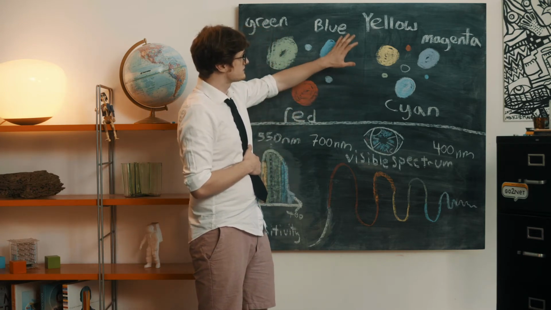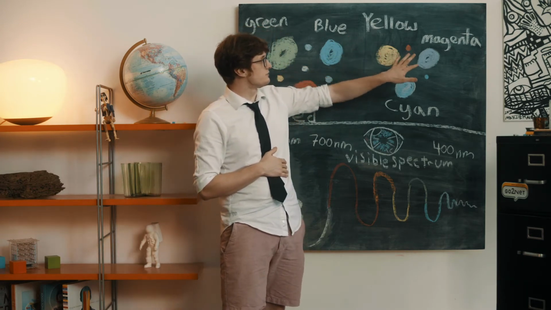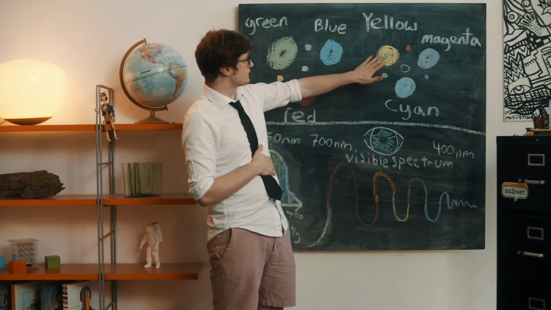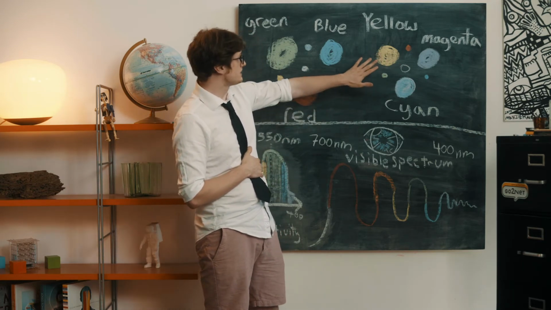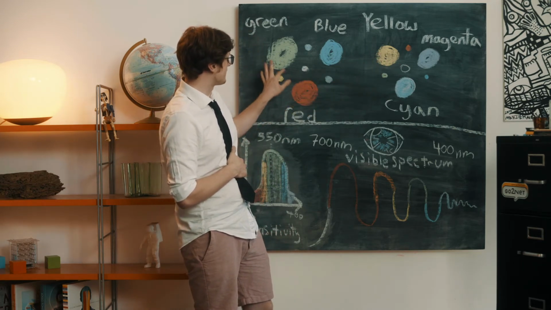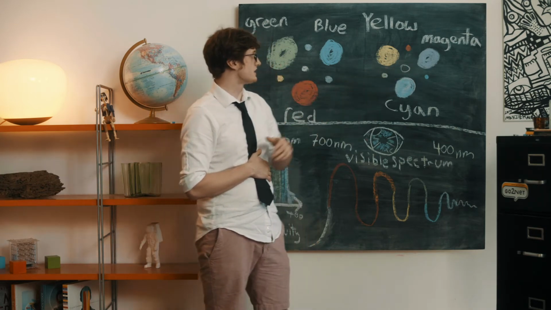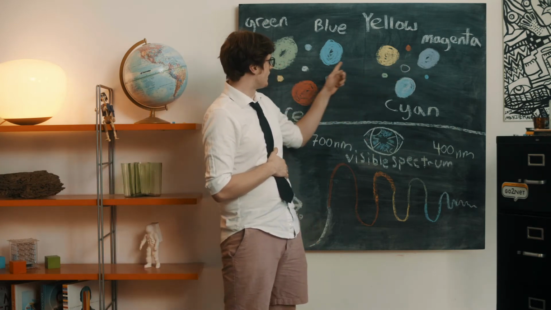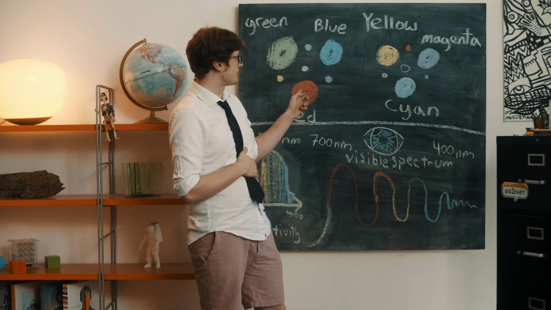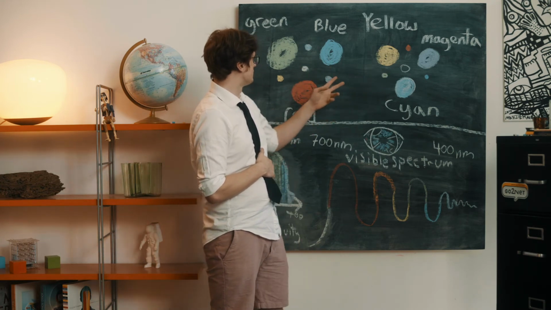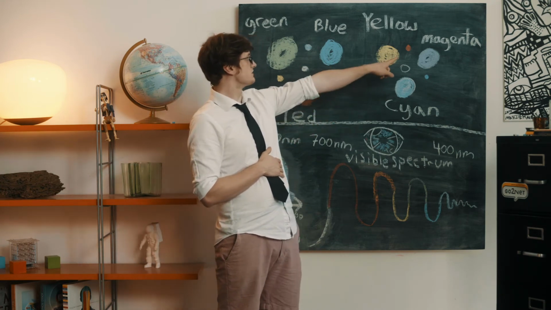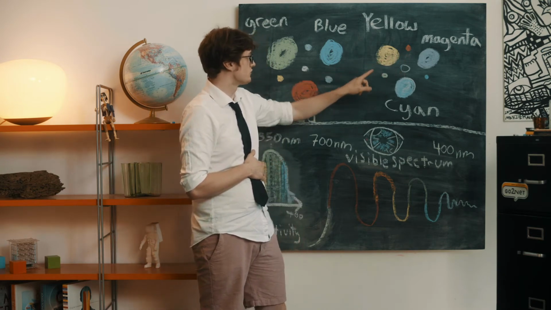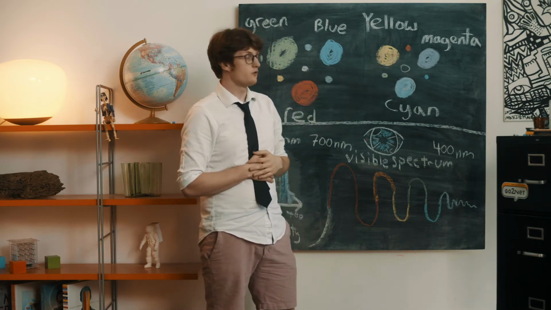So if I mix, say, the yellow and the magenta together, well, the yellow is actually only emitting the red and the green, and the magenta is emitting the blue and the red. So when I mix those two together, the one that ends up being left over is the red, right? So when we mix these two together, we actually end up with red.